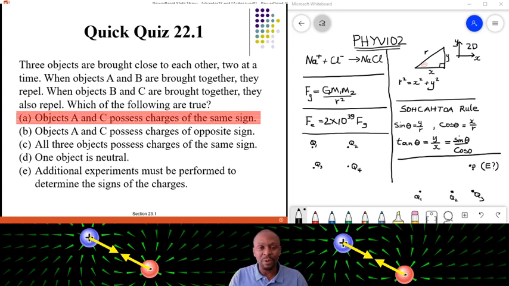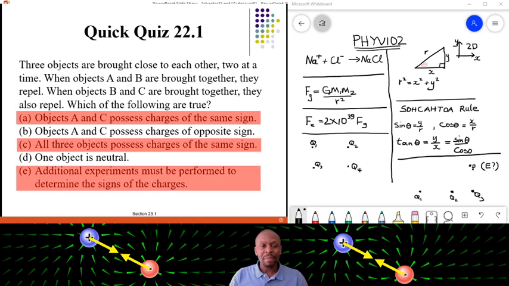Now, the correct answers are A, C, and E. Just think about it. Just straightforward. All right.